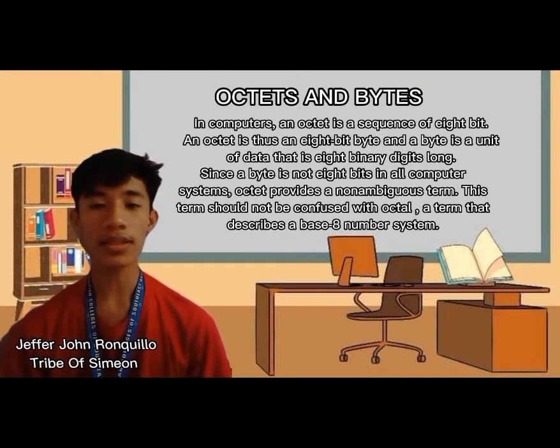And lastly is octets and bytes. In computers, an octet is a sequence of 8 bits. An octet is an 8-bit byte, and a byte is a unit of data that is 8 binary digits long. Since a byte is not 8 bits in all computer systems, octet provides an unambiguous term. This term should not be confused with octal, a term that describes a base 8 number system.